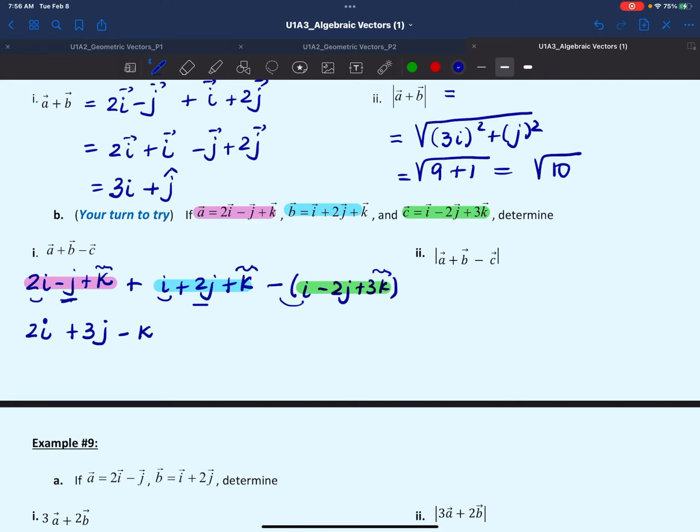So obviously we want to use the vector symbol everywhere. We have to add that on top. Don't forget that, especially on a test. And there we go. We have the sum. The expression A plus B minus C expressed here in standard form. Now we have to find the magnitude. So for the magnitude, we're going to use the component form.